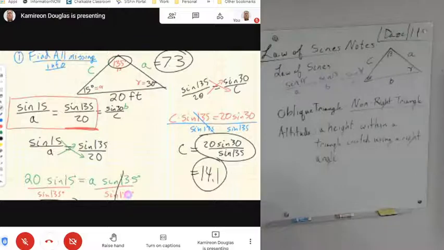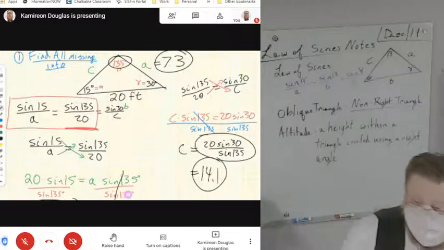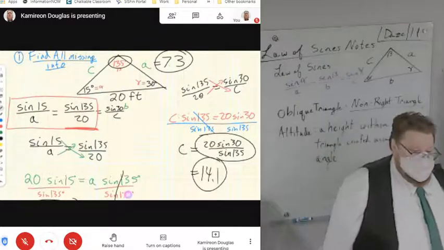I know I'm finished because I have found all 6 pieces. I have all 3 angles known, 15, 30, 135, and all 3 sides known, 20, 14.1, and 7.3. This problem is done.